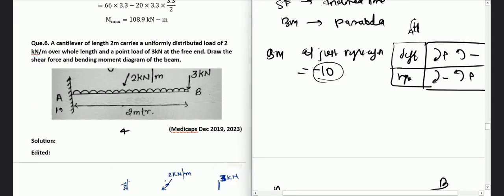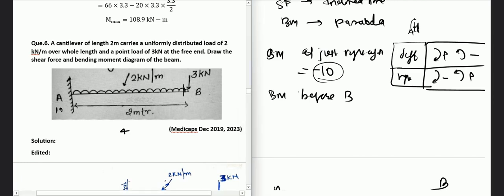So now let us look at the bending moment before B. Let us say you have cut the beam here. As you can see on the right, there is no force, because just left of B it will become 0. So it should be 0 on the left also. We can just cross check this.